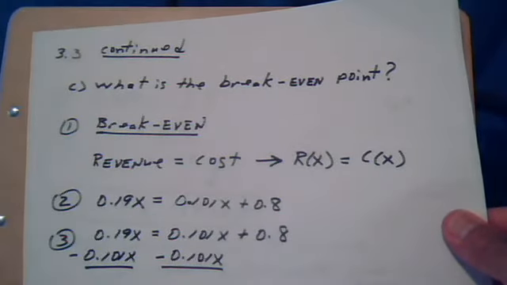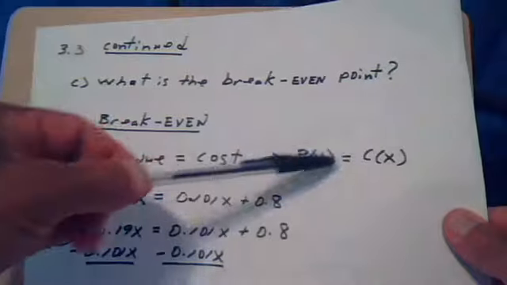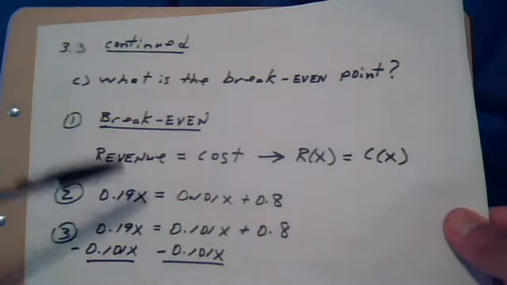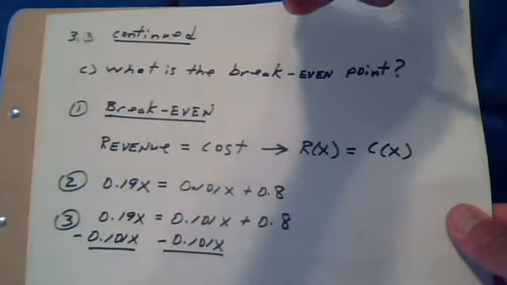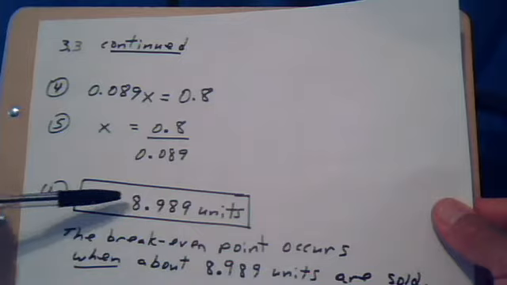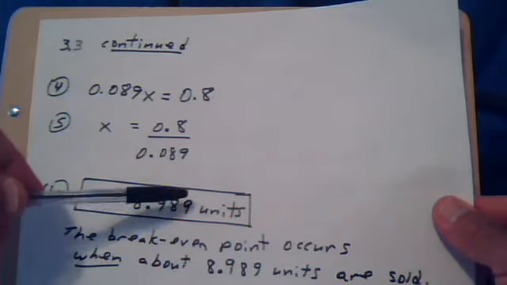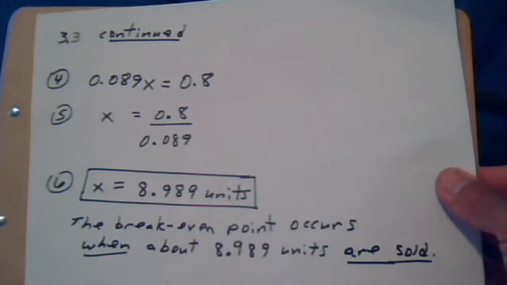For C, what is the break-even point? The break-even point occurs when revenue equals cost. So set these two equations that they gave us at the beginning equal to each other. Then solve for the X. And so X equals 8.989 units. So the break-even point occurs when about 8.989 units are sold.